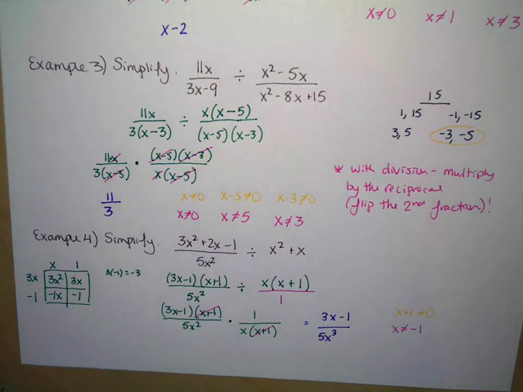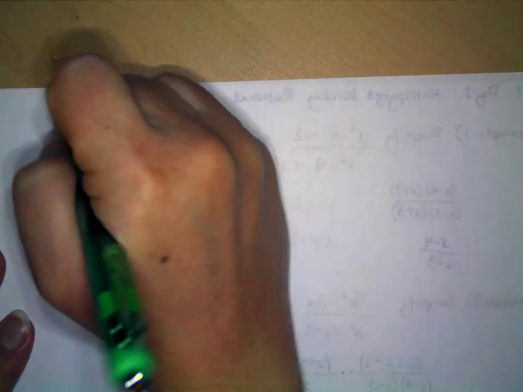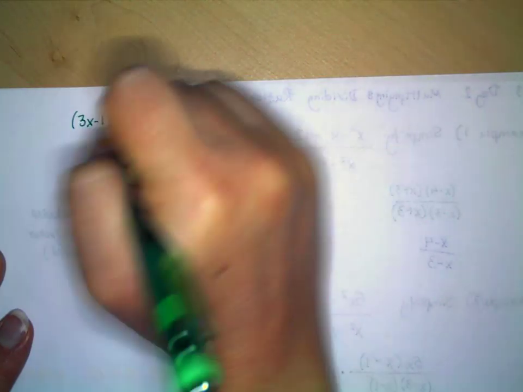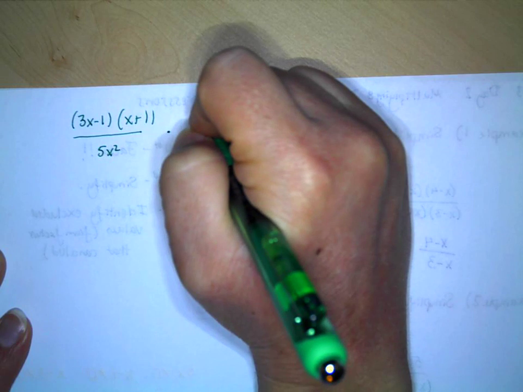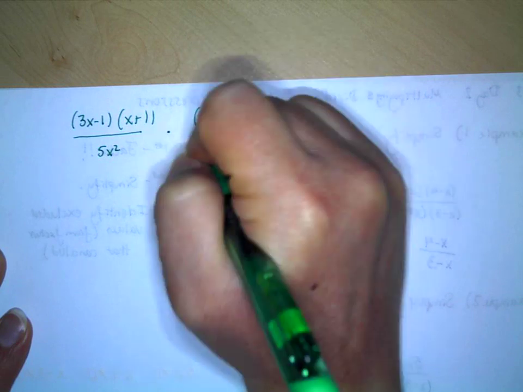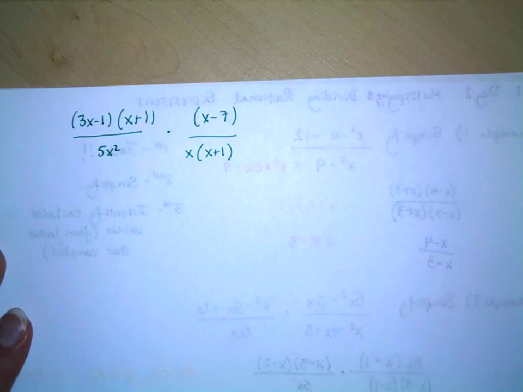One final thing, if this expression had been a little bit different, and I guess I will have to turn my paper over to talk about this. What if instead we had had this? 3x minus 1 times x plus 1 over 5x squared times x minus 7 over x times x plus 1.